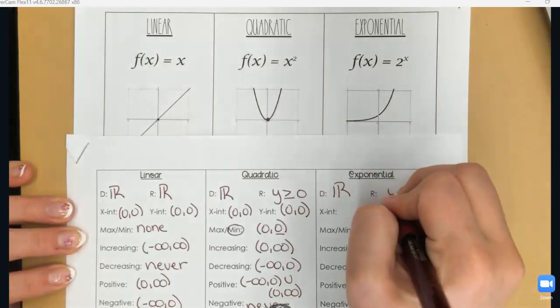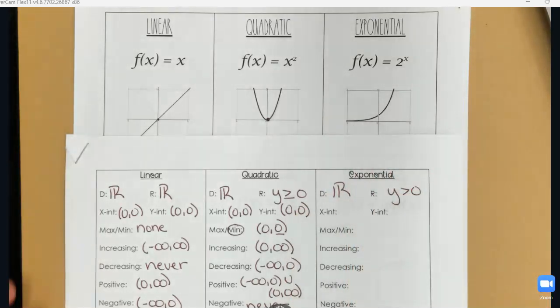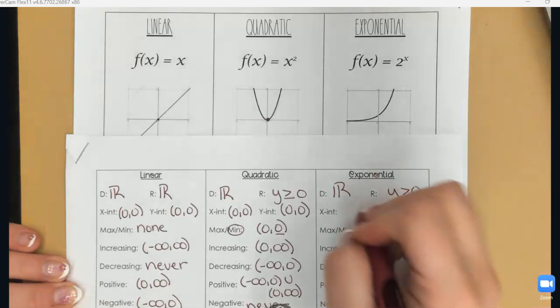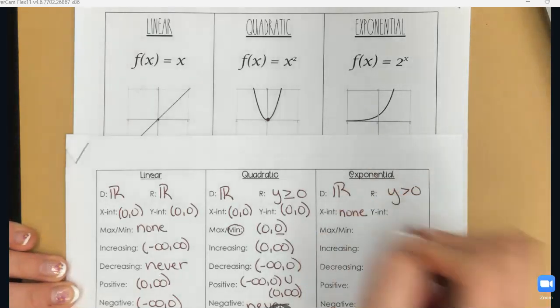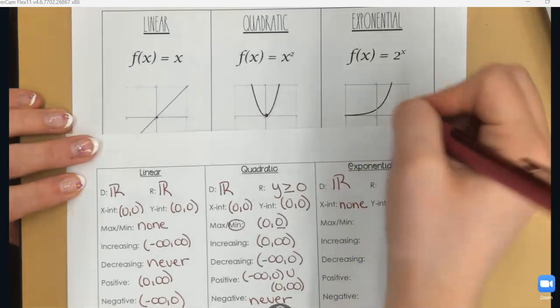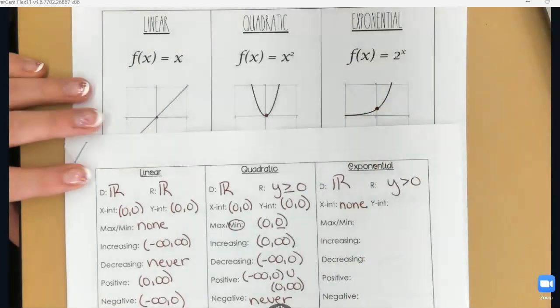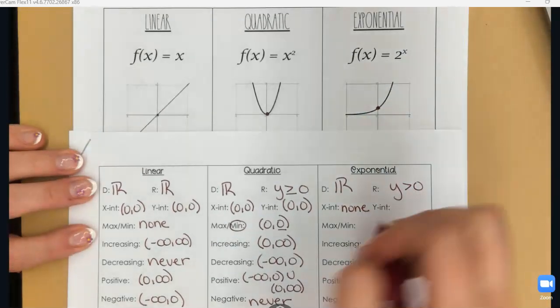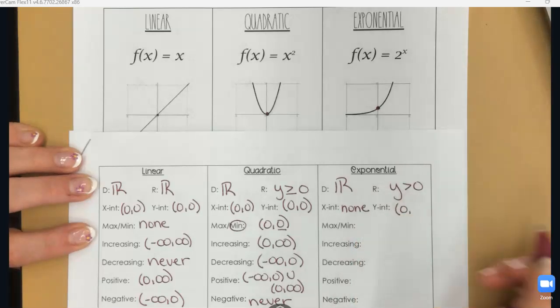My range is that y is greater than 0, but it's not equal to 0. I do not have an x-intercept because we don't cross the x-axis, but I do have a y-intercept, and how can I figure out what that y-intercept is? Well, our y-intercept is when x is 0.